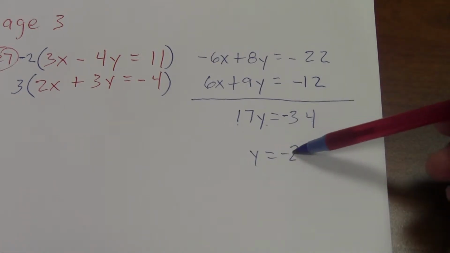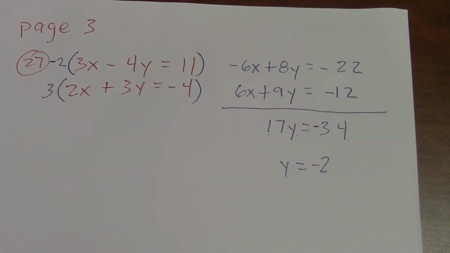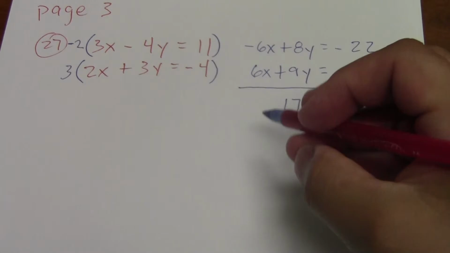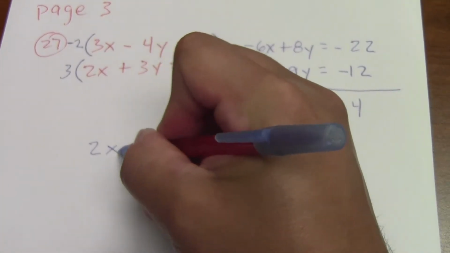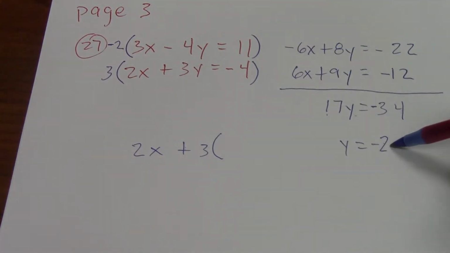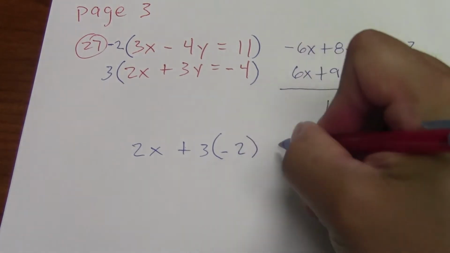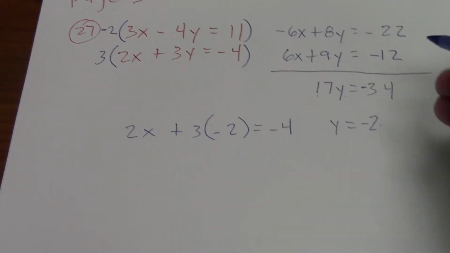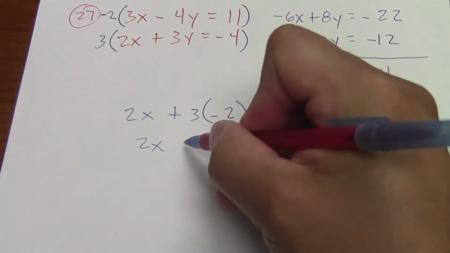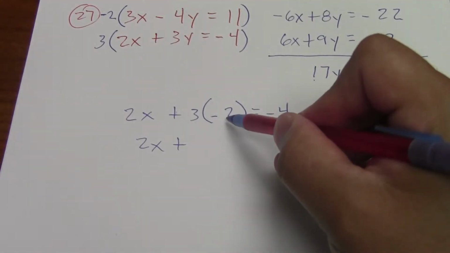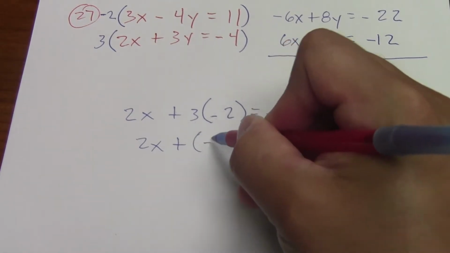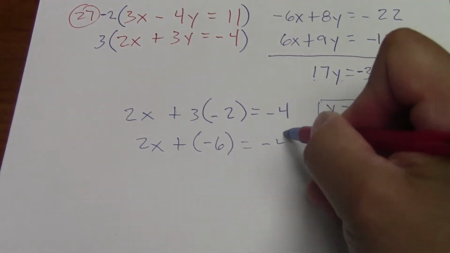Okay, once I know what y is, I can just plug it back into one of these equations and I'm done. So let's do this bottom equation because it's mostly positive. So 2x plus 3 times y, which is negative 2, equals negative 4. I'll put a little box around that. There we go. Okay, so 2x plus 3 times negative 2 is negative 6. I should have just put a negative there. So negative 6 equals negative 4.